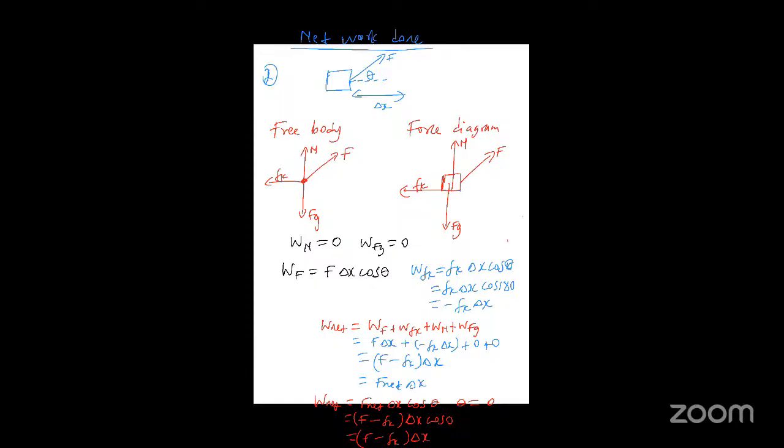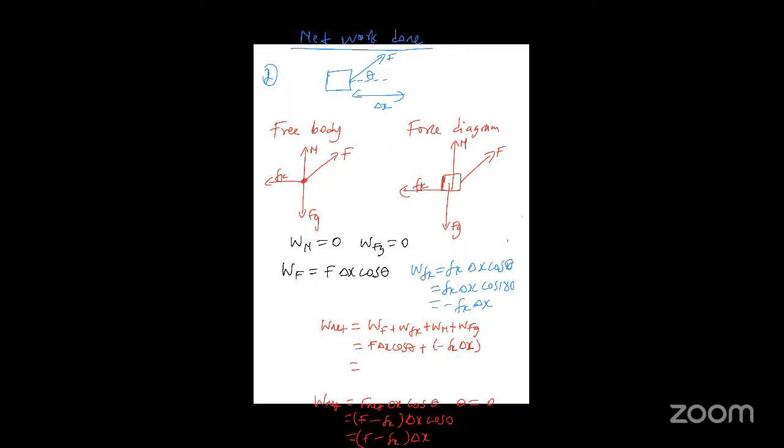The frictional force will never change. So work done by normal will still be that one. Fg will still be that one. But here we're going to have a different story. Work done by F is F change in x cos theta. Negative Fk, change in x.